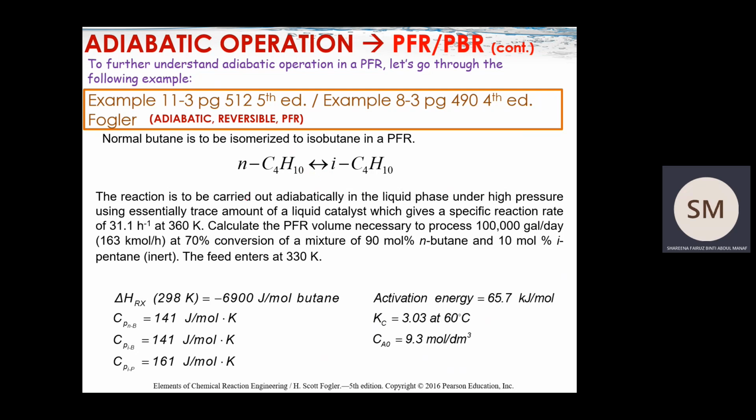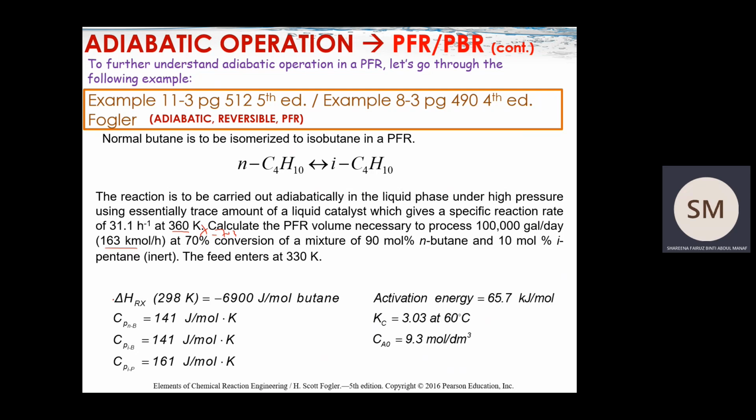It is given a specific reaction rate constant k at temperature 360 K. Calculate the PFR volume necessary to process 100,000 gallons per day, converted to kilomoles per hour, at X equal to 70% of a mixture of 90% mole n-butane and 10% pentane, which is the inert. The feed enters at 330 K.